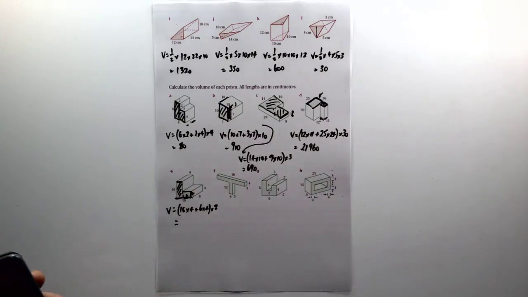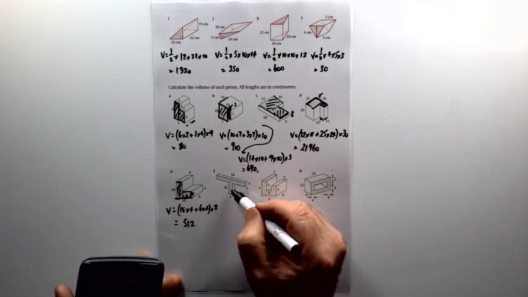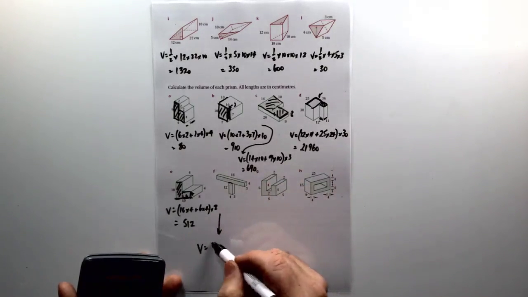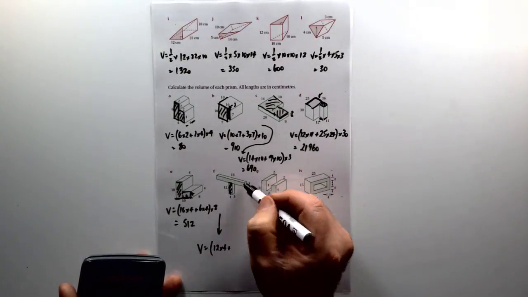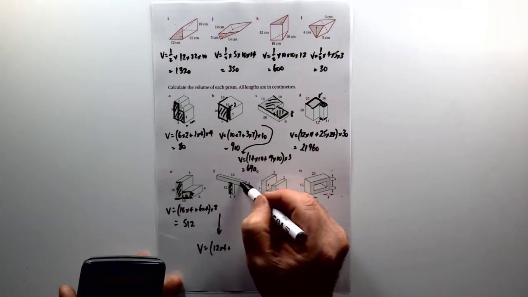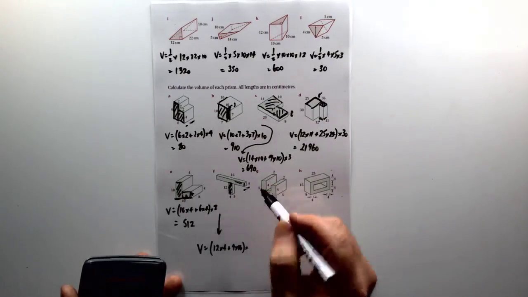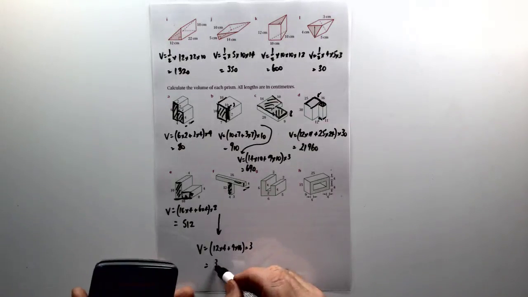Okay, we get 512. Now this T prism, we're going to break that off. Let's put it a bit lower. So we're going to get 12 times 4. And then this top bit here is going to be 4 times 16. And we're going to multiply it by the depth, which is 3. Okay, so that's going to give us, let's have a think. Okay, we get 336.